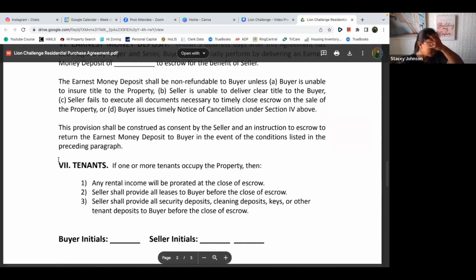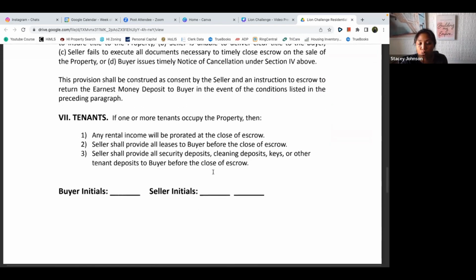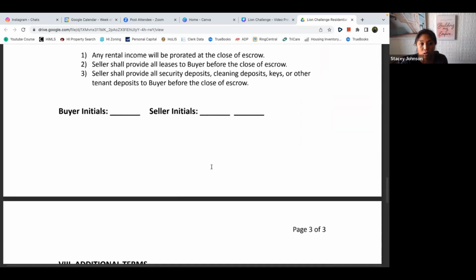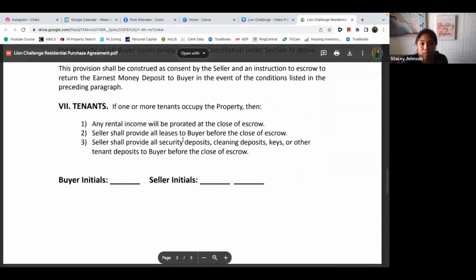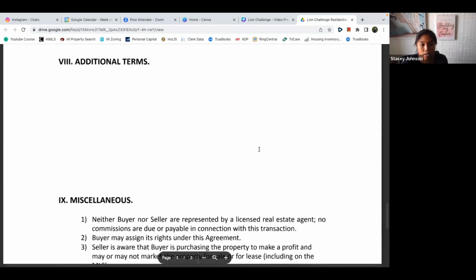Section number 7 is about tenants. Mr. Seller, your property is owner occupied, so this doesn't apply to us, but essentially if there's any renters in here, we're going to get that income prorated after the close of escrow. And you need to show us any leases and any security deposits, all of that stuff, so that we can just confirm the price.